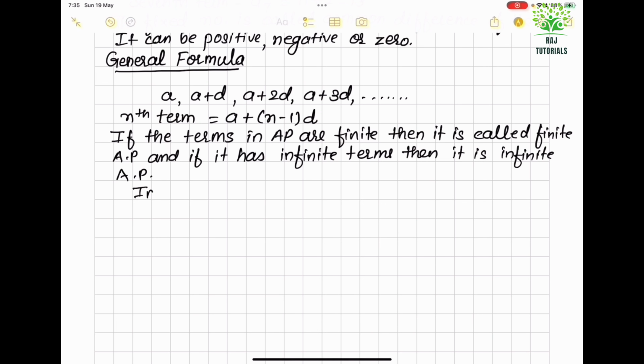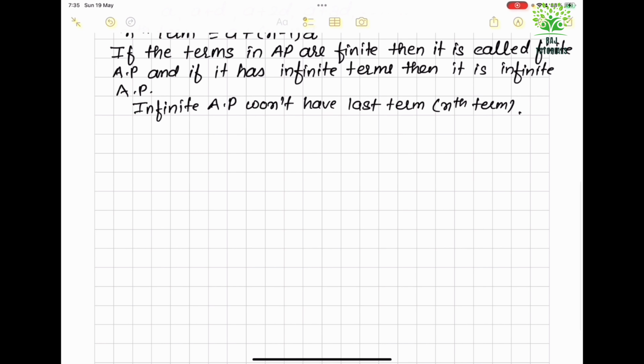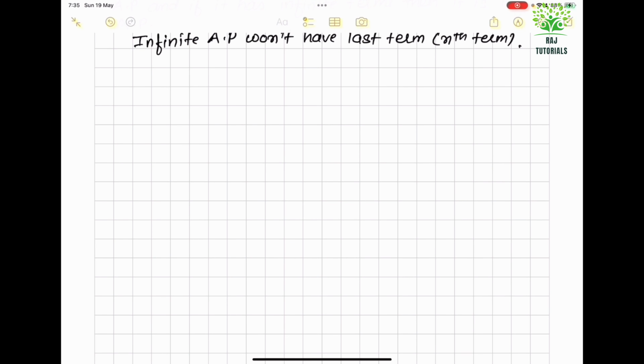Then an infinite AP won't have a last term. Last term means nth term. So you can't say that this will be the last term of the AP. The first term we will know, but the last term we won't be able to say that this is the last term of the AP. Now, let us understand by some examples.